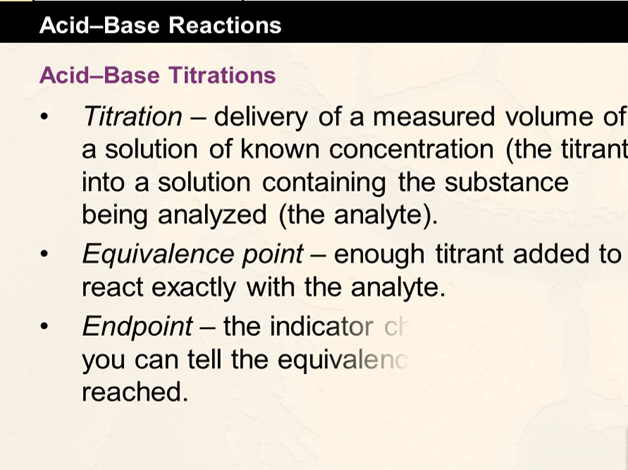We use that because it changes color at a pH of around 7, and because we used a strong acid with a strong base in our titration, the pH of our reaction should end up being at a pH of 7. Ideally, your equivalence point and your end point should be occurring at the same time. If that does not occur, you have chosen the wrong indicator.